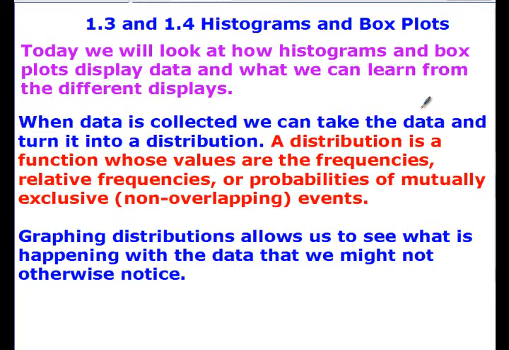So when we collect data, we take the data and we can turn it into what's known as a distribution. And a distribution is a function whose values are the frequencies, relative frequencies, or probabilities of mutually exclusive or non-overlapping events. We're going to get more into the probability of mutually exclusive events later on in the semester, but you need to know that that's something that could be shown in a distribution. So graphing distributions allows us to see what is happening with the data that we might not notice if it was in a table.